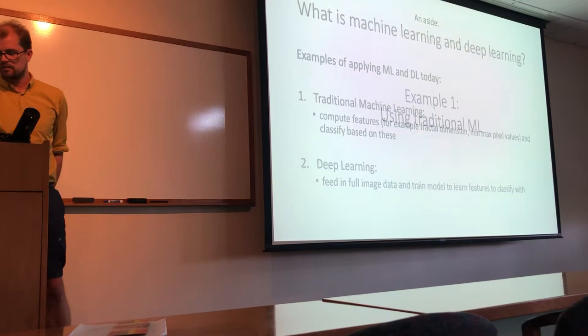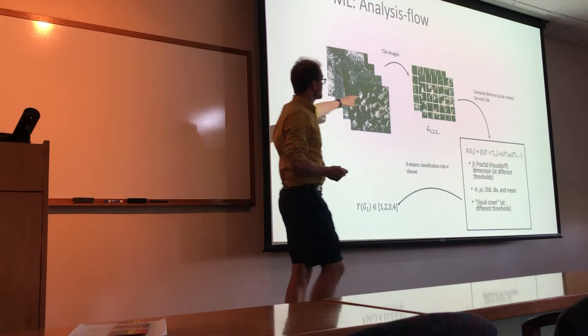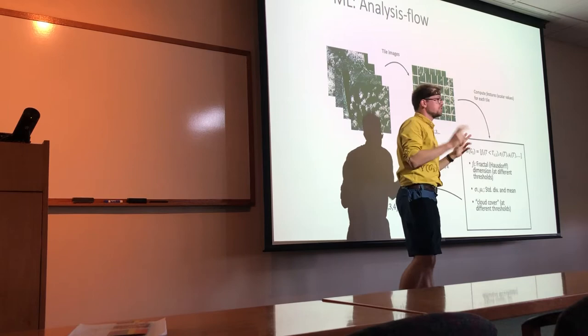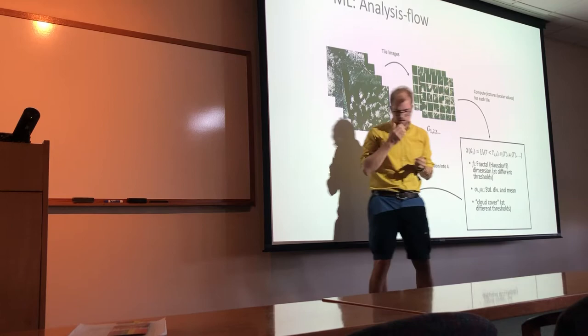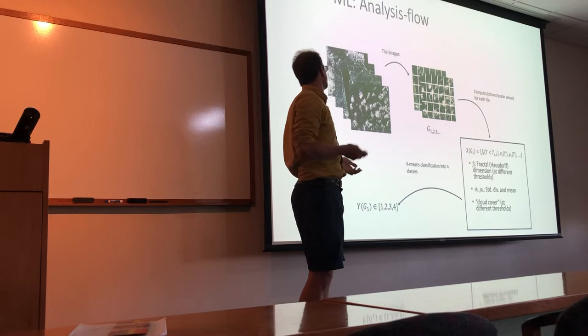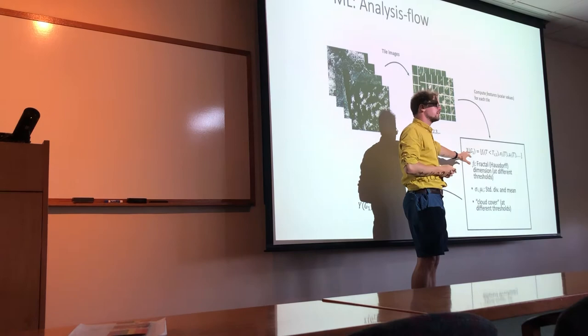So what did I do? I took these four images, literally the ones I just showed you, and I sliced them up into little tiles, little squares. And then for every one of these squares, I calculated a feature. I calculated things like fractal dimension, the standard deviation and mean pixel values. That could be something like the variation in brightness across the tile, or how high up the cloud was. These are things I thought might be physically relevant, and I was extracting those features myself.